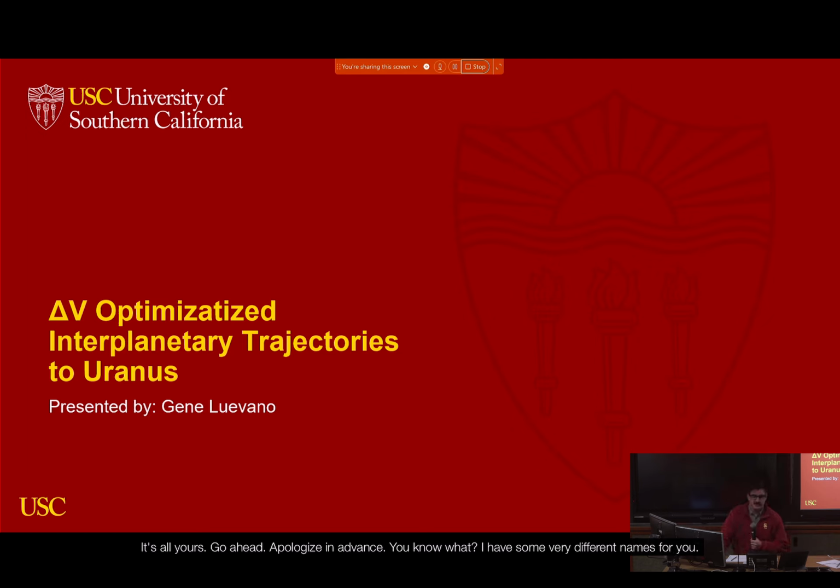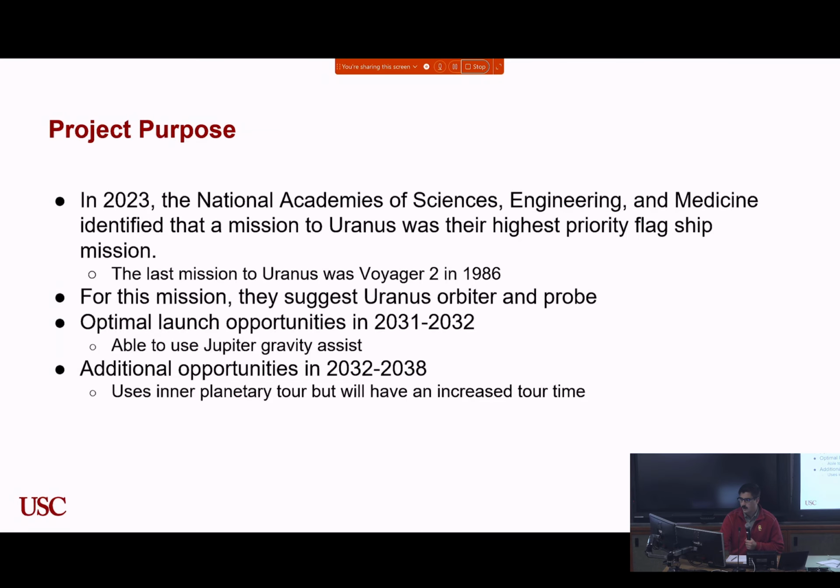Good evening, everyone. My name is Gene Levant. I'll be going over my project of Delta V optimized interplanetary trajectories from Earth to Uranus. Some background on my project. In 2023, the National Academies of Sciences, Engineering, and Medicine identified for NASA that a mission to Uranus was our highest priority flagship mission, since the last mission to Uranus was Voyager 2 back in 1986.